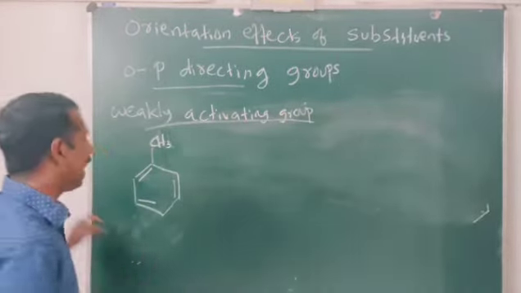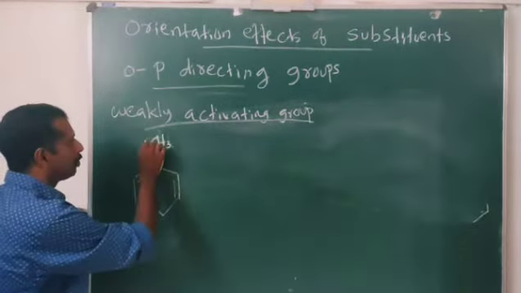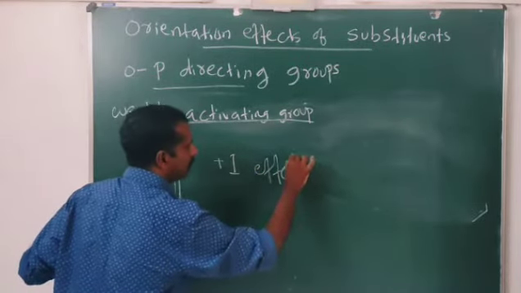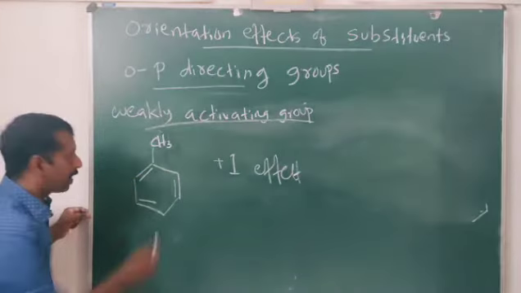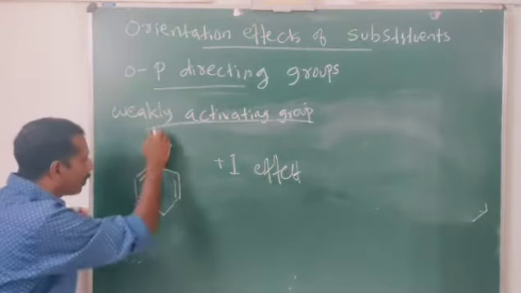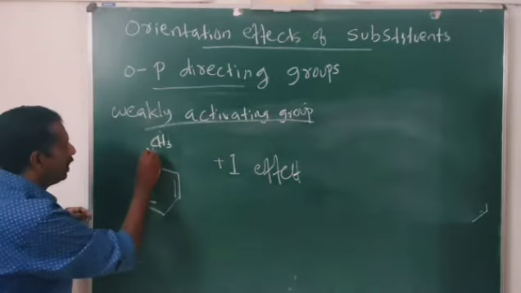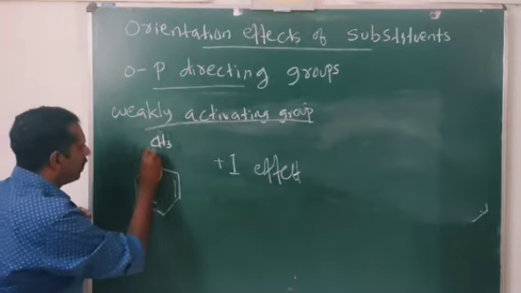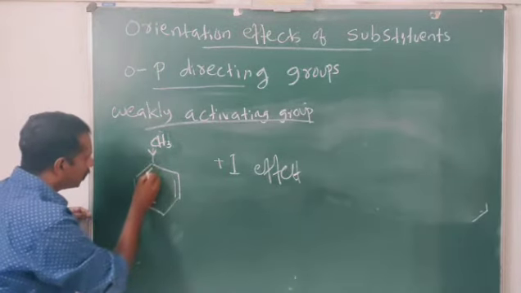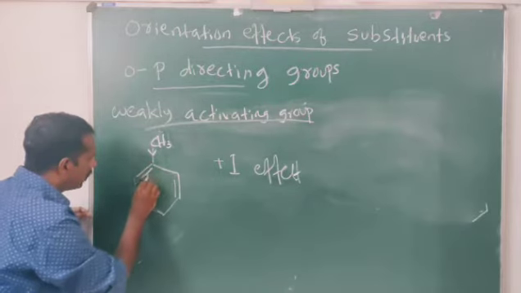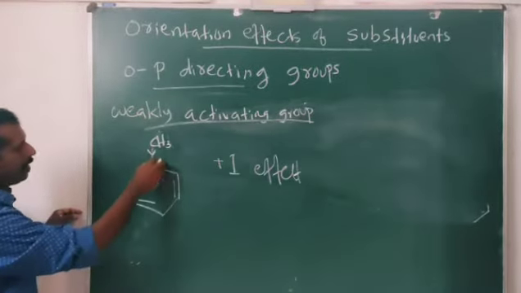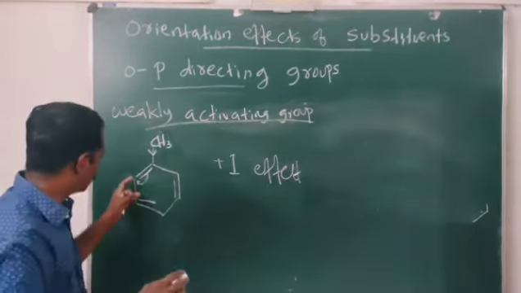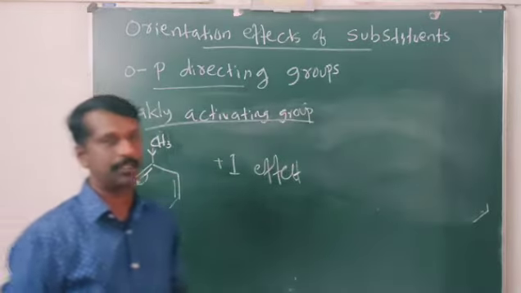Why is it a weakly activating group? We know that alkyl groups have a plus I effect, an electron pushing effect. It will push the electron towards the ring, so the electron will move to this carbon. Because of the plus I effect, it can create a negative charge at the ortho and para positions.